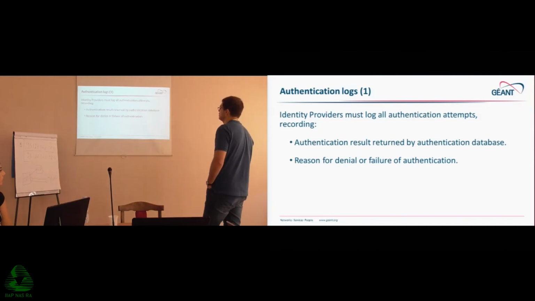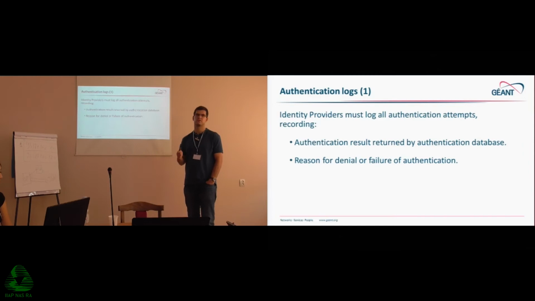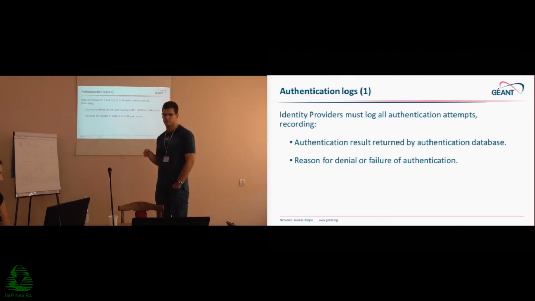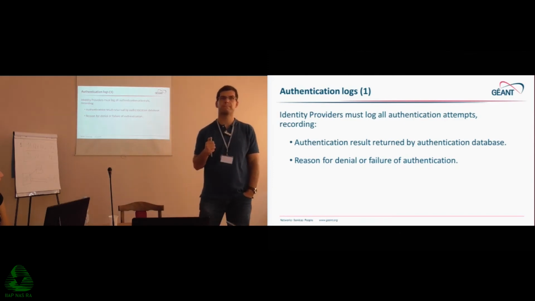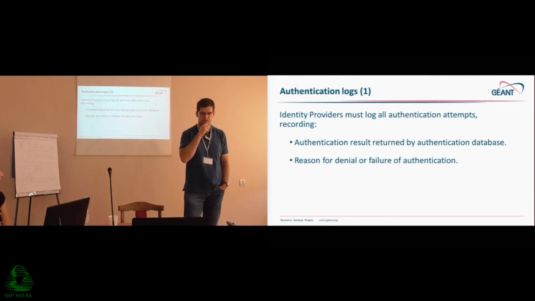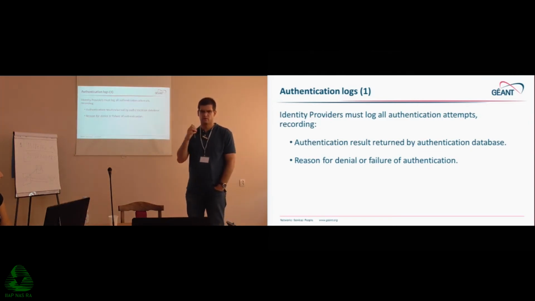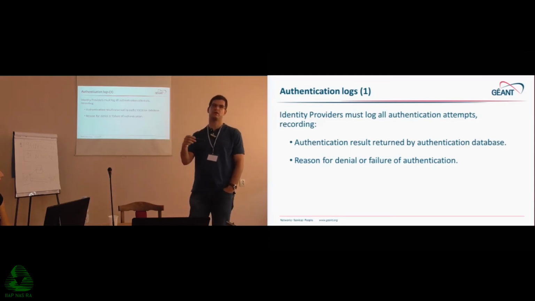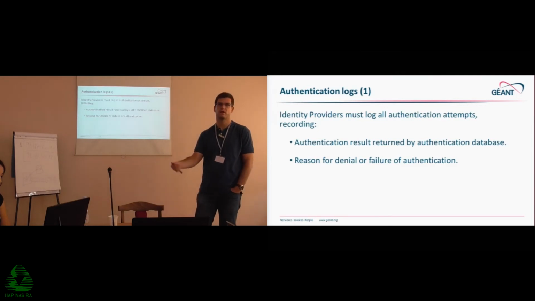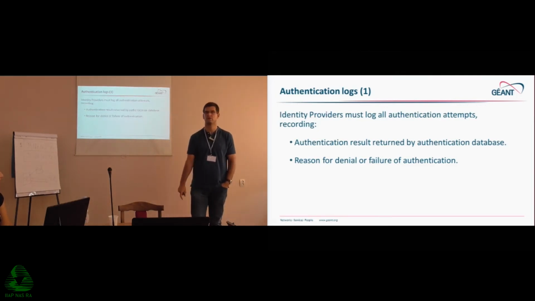And identity providers must log all authentication attempts, recording the authentication result returned by the server or authentication database, and the reason for denial or failure of the authentication. So, what can be the reason for denial? Well, we've mentioned that, I think. For example, I'm not sure whether that can be logged, but you can have denial of service when you authenticate okay, but the DHCP pool is exhausted. Failure or denial could be, for example, that you're authenticating at the wrong IDP. So you should know how that request got to your RADIUS server when it shouldn't have. And failure can be mostly for two reasons. One is a wrong username, and the second is a wrong password, which is most common.